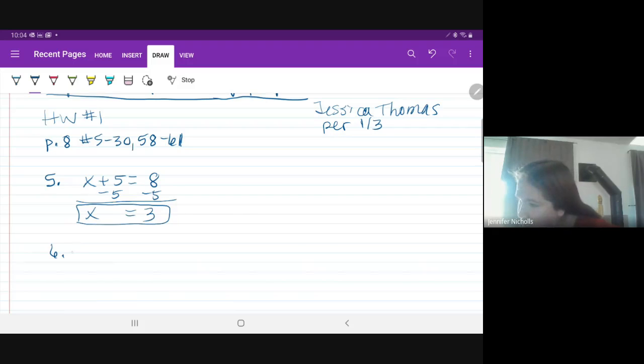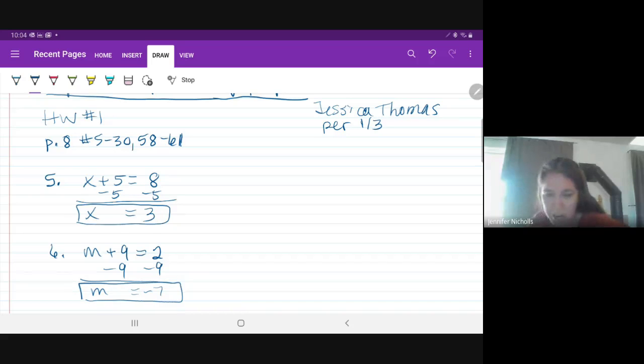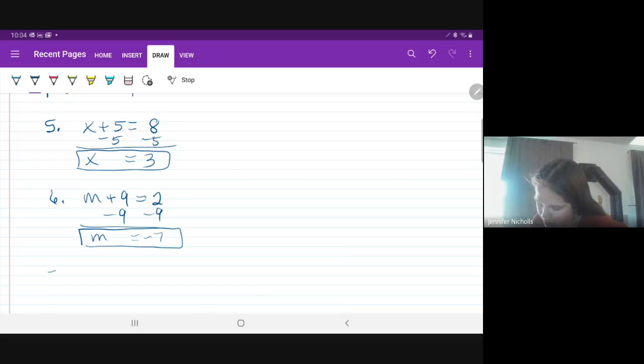Okay, so number 6 is m plus 9 equals 2. You're going to write down the question. You're going to solve the question the way that we did in class and box your answer. Skip a couple lines, go to the next one.